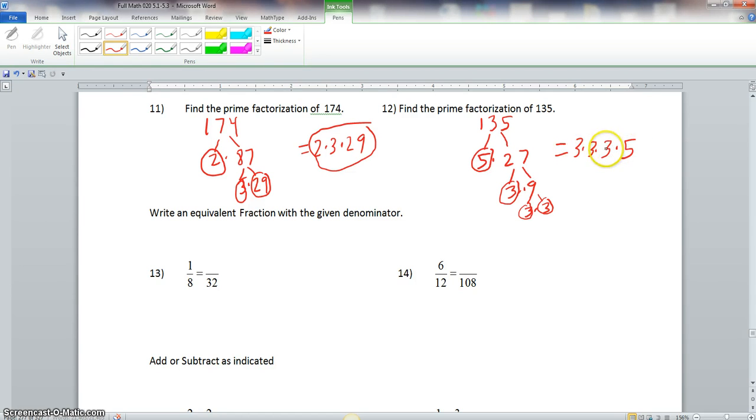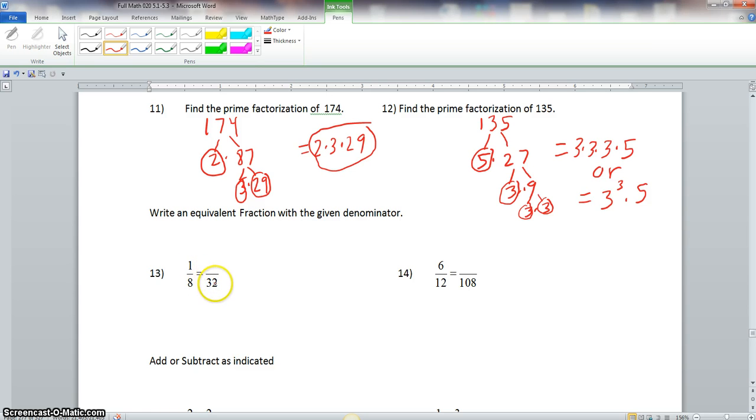Now this is one way to write the solution, but since we have multiple factors here, we could write it like this as well. We could write it using exponents. It would be 3 to the third power times 5. So either one of these answers will be acceptable if the directions do not specifically tell you to write this as an exponent. Now we come down here to problem 13.